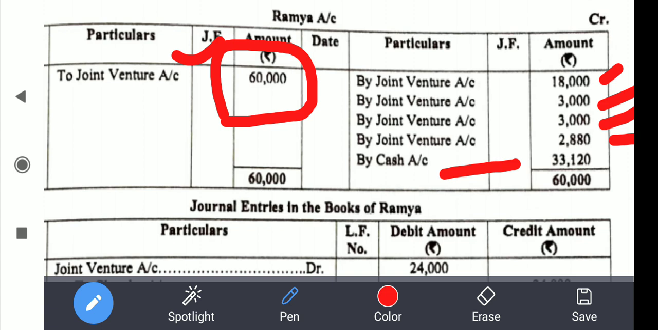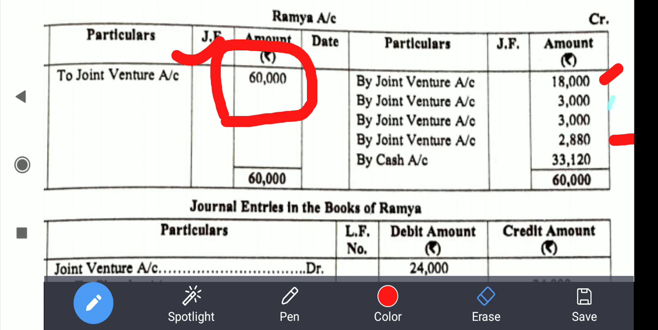33,120. So here Ramya's role is what? Ramya sells the goods on behalf of the joint venture. Any amount payable to Chandra is sent by Ramya, so cash account or bank account debit to Ramya account. Okay. Then go to next party. Next party name is Ramya. So far we discussed how to prepare the journal entries and ledger accounts in the books of only Chandra. But let us discuss the journal entries in the books of Ramya.